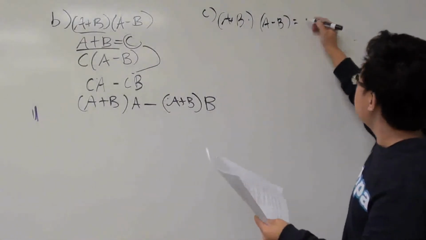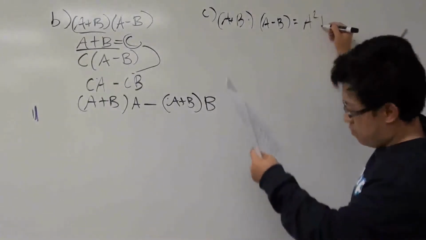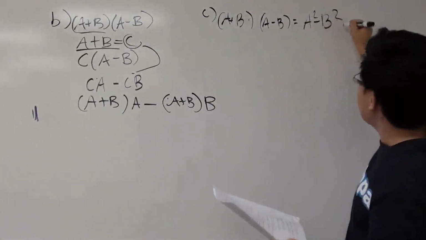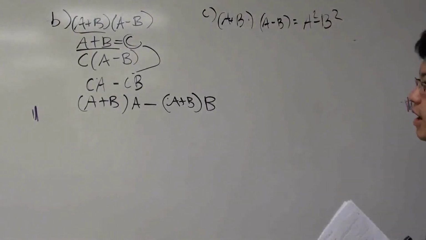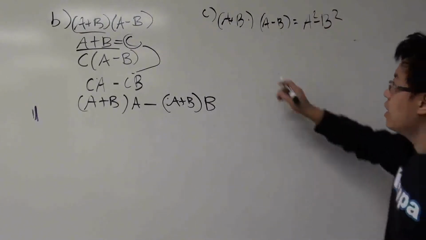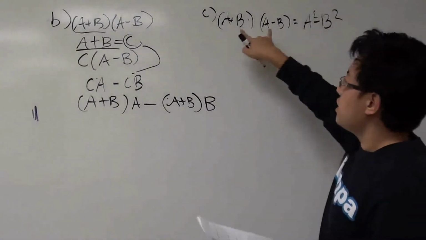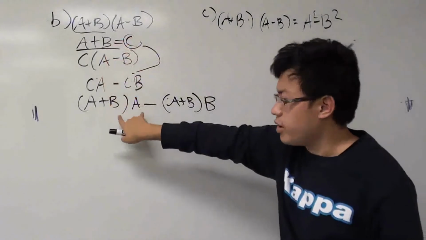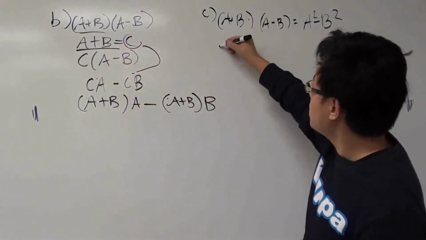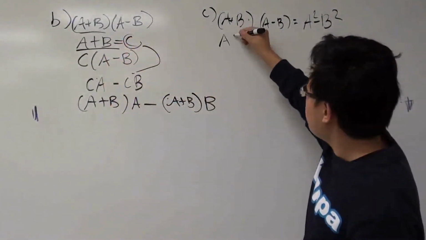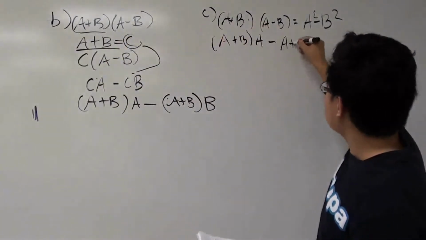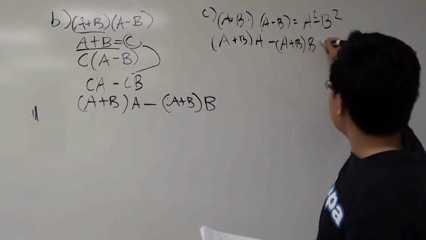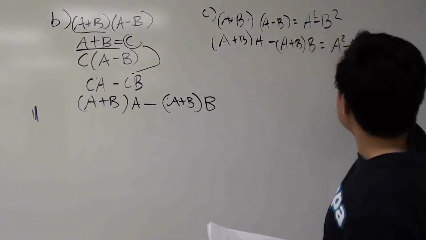Anyways, so that's going to equal A squared minus B squared. Okay, so let's say it can happen. Let's find the algebraic expression so that we know exactly when it's supposed to happen, right? So (A + B)(A - B), that's what we just did here. I'm just going to copy and paste it here.